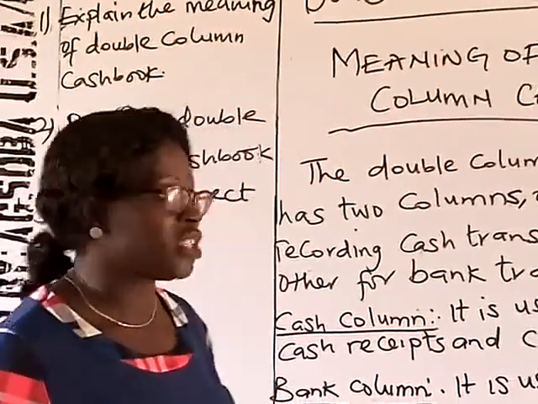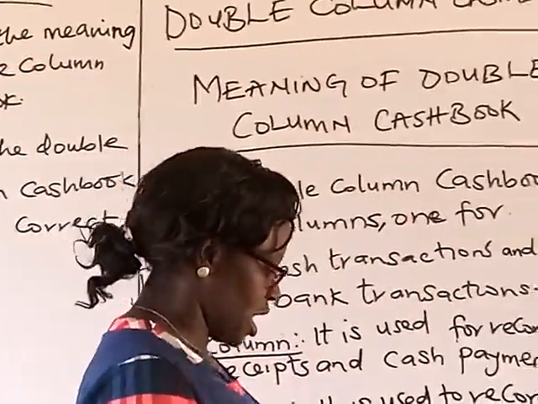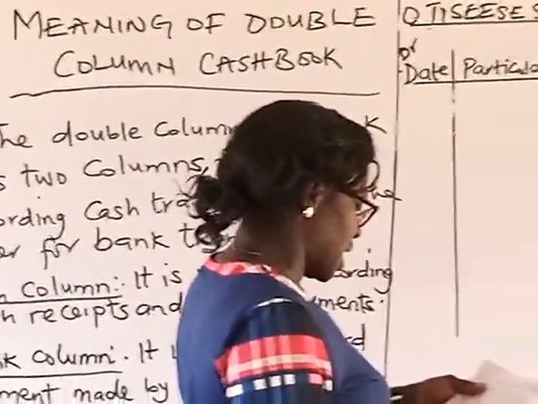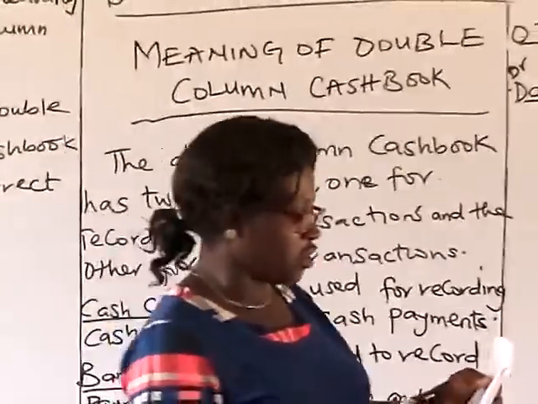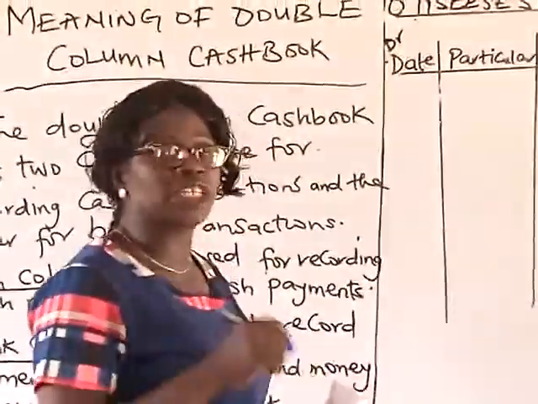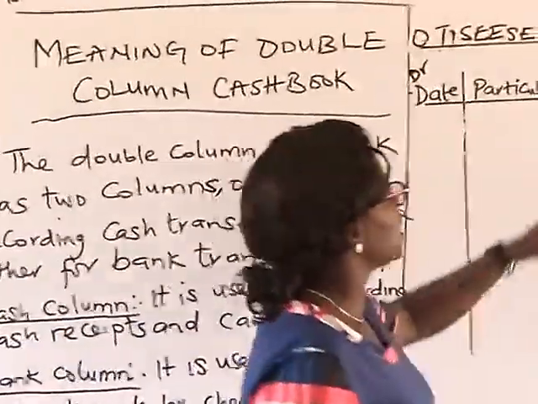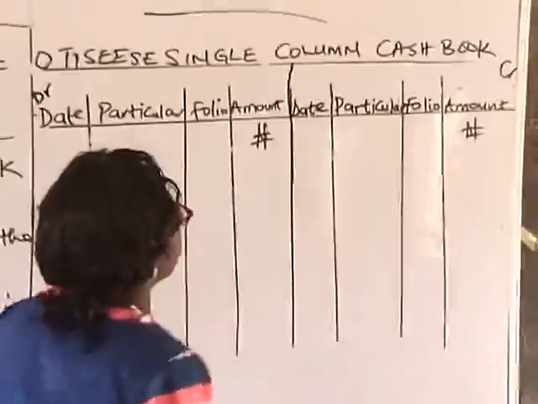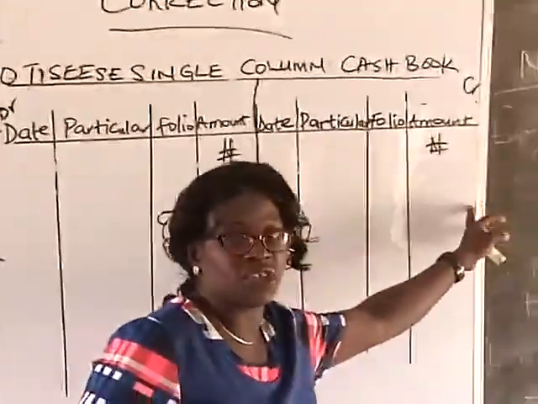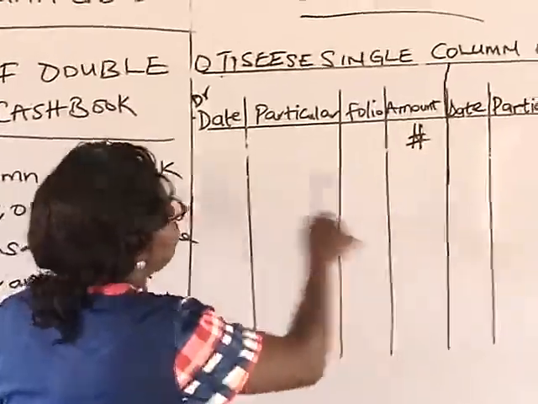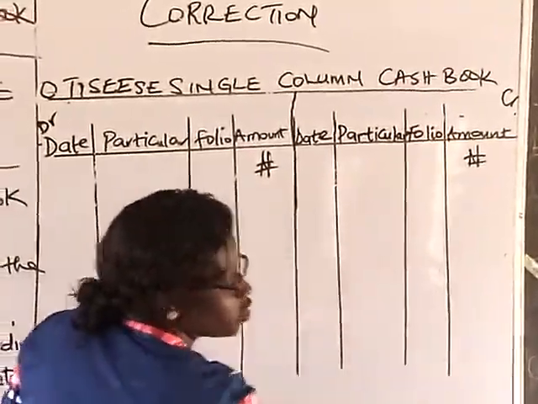I hope you have the question with you. So just be looking at the question and we'll be posting the items. The question: you are required to prepare a single column cash book of Otisheche from this transaction below. The first thing, if you are given any question on single column cash book, is to write out the format. That is, you make a T format by dividing into two sides. The first side, which is the left hand side, is the debit side, and the second side, which is the right hand side, is the credit side. You start with date, particular, folio, amount on the debit side and date, particular, folio, amount on the credit side.